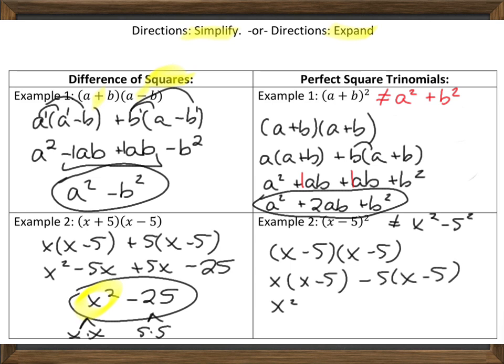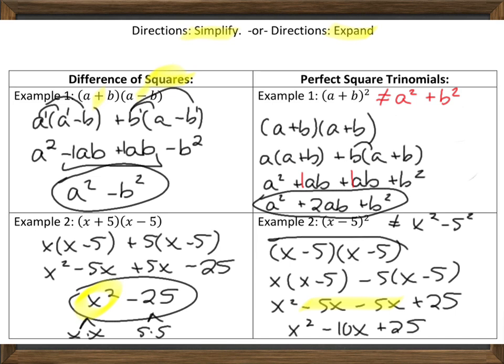So this is going to be x squared minus 5x plus 25. Okay, and this time, remember, instead of canceling out, those inner terms are going to accumulate. Minus 5x minus 5x is minus 10x. So we have x squared minus 10x plus 25. Okay. So again, on the left side, we have a difference of squares because we have a binomial, x squared minus 25. On the right-hand side, we have a trinomial, x squared minus 10x plus 25.